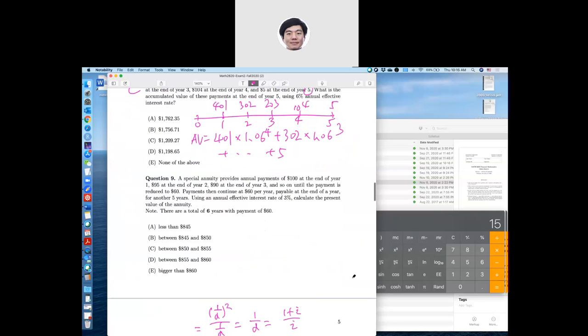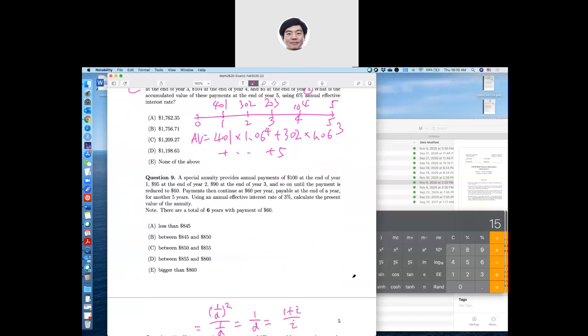8 solved. 9. A special annuity provides annual payments of 100 at the end of year 1, 95 in year 2. So it's decreasing until 60: 100, 95, goes all the way to 60. So you need to figure out what would be the corresponding year, right? This is relatively short, right? You can even count. So 2, 3, you can write down. Okay, this should be 9. So let's put 8 down here. It's 65.